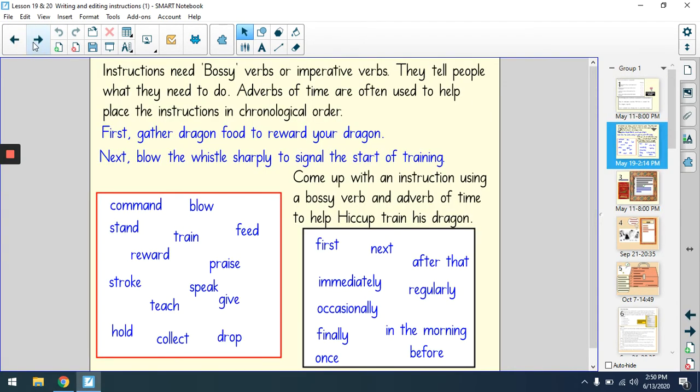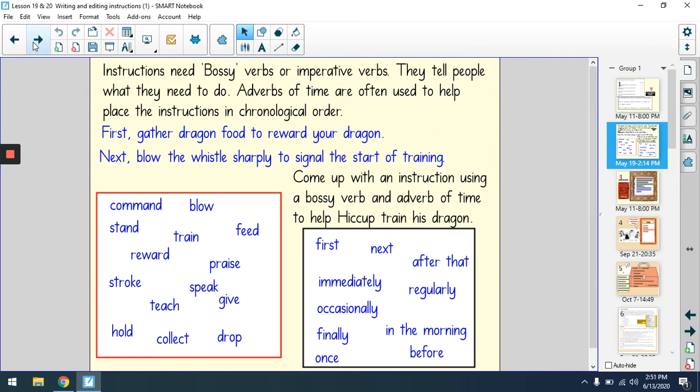So instructions need bossy verbs or imperative verbs. They tell people what they need to do. And we know that adverbs of time help people work out the order they need to do them in. So it helps place the instructions in chronological order. Now, last lesson you looked at taking your imperative verb and using an adverb to describe how to do it. Today I want you to take an imperative verb and think about an adverb of time.